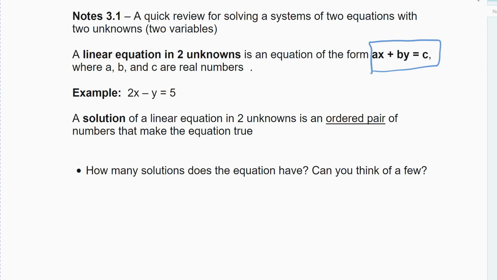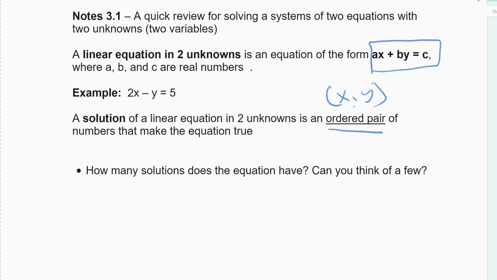A solution to a linear equation with two unknowns is an ordered pair, meaning there's an x solution paired with a y solution. It's specific. There's an x value paired with a specific y value. And again, it's the entire pair that makes the solution true. I have to have the x with the y to make the solution true.